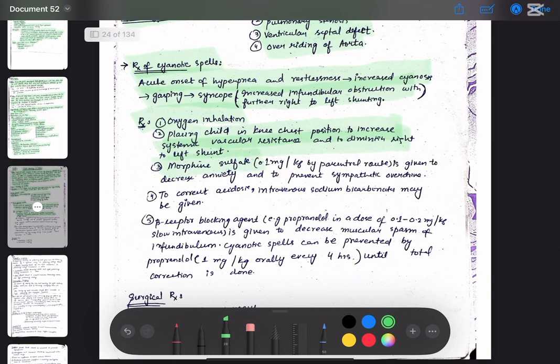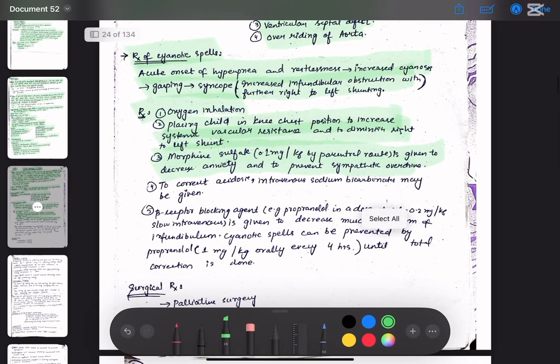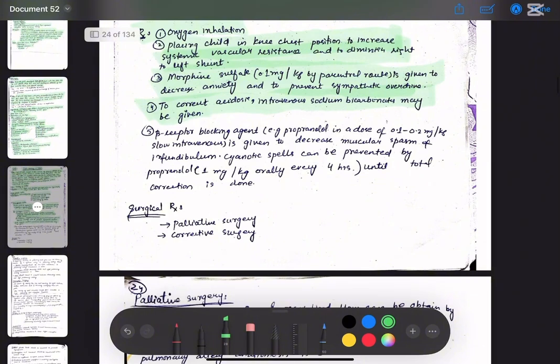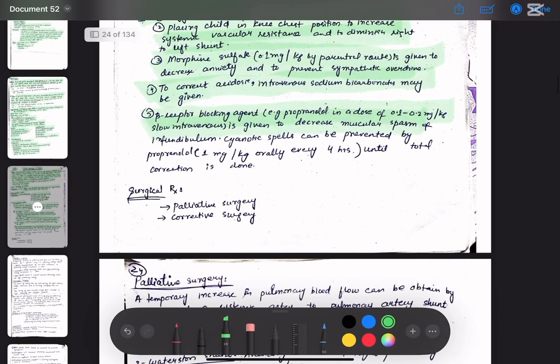Morphine sulfate, 0.1 mg per kg by parenteral route, is given to decrease the anxiety and to prevent the sympathetic overdrive, and to correct the acidosis, intravenous sodium bicarbonate may be given. Beta receptor blocking agents, for example propranolol in a dose of 0.1 to 0.2 mg per kg slowly intravenously, are given to decrease the muscular spasm of the infundibulum. Cyanotic spells can be prevented by propranolol 1 mg per kg orally every 4 hours until total correction is done.